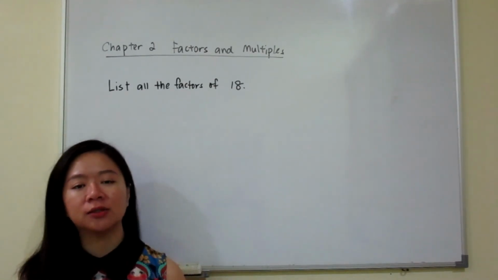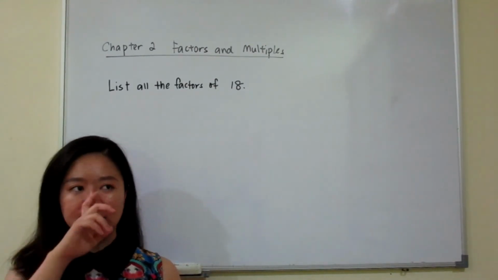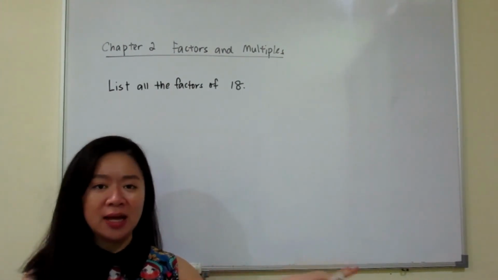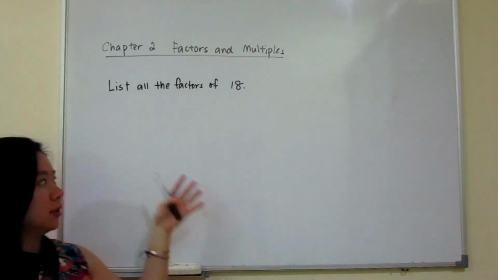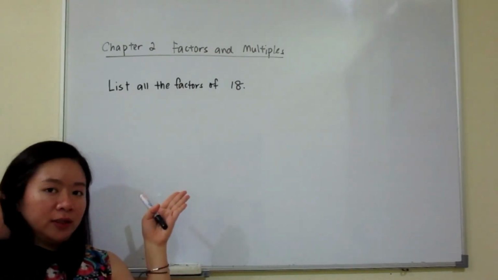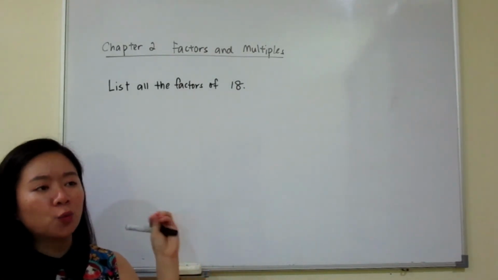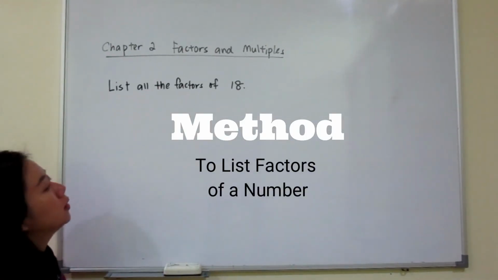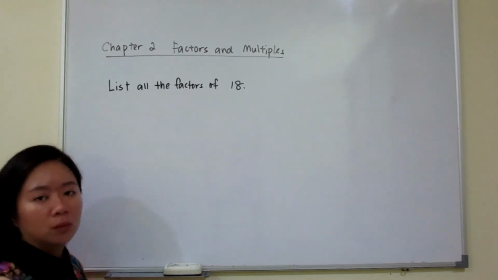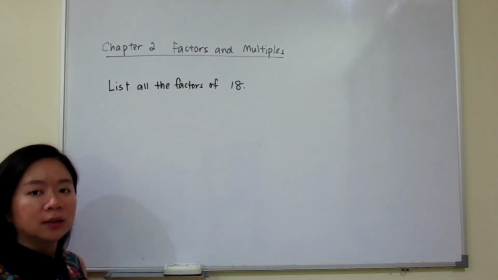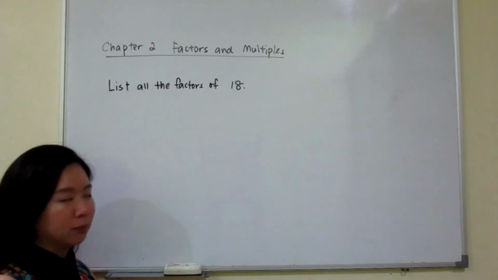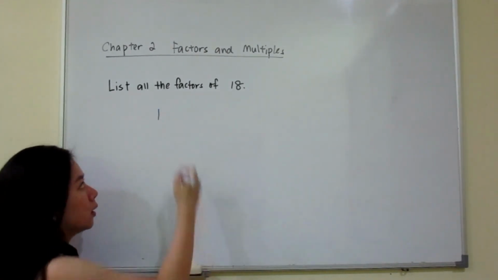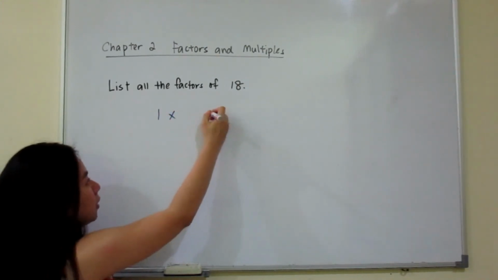Alright, factors. So just now we said that a factor of a number is the number that can divide that number exactly. So let's say in this case, we're going to list all the factors of 18. So we need to determine what number can divide 18 exactly. Okay. So this one, we always start from number 1. And then we will proceed until we can't proceed anymore. Okay? So start from number 1 times how much gives you 18.